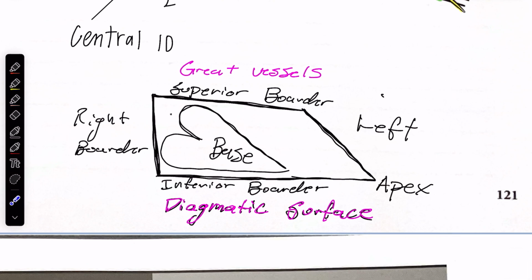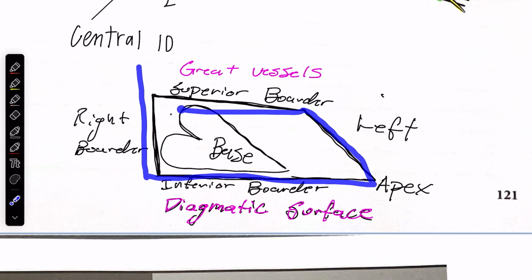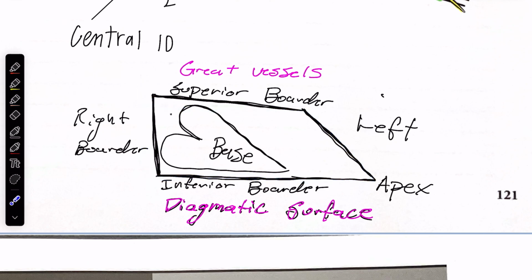Because of the border that's around the heart, we actually want to be able to differentiate between all of them. So go ahead and draw this in right there. We're going to have a superior border and an inferior border. The superior border, we have what's called our great vessels. That's going to be like our superior vena cava, or our pulmonary trunk, or our aorta. That's where the great vessels start, or they come out of.